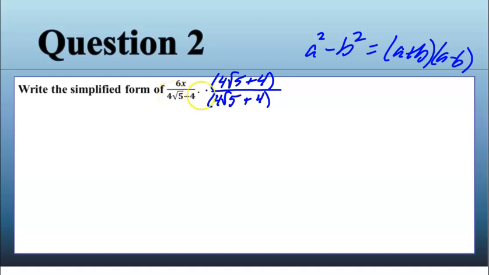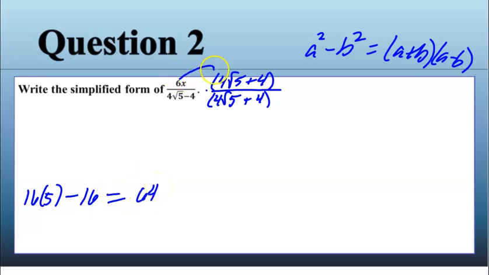So if I take 4 times 4, I'm left with 16. Square root of 5 times square root of 5 is 5. And then I have minus 4 times 4 is 16. And when I simplify this, 16 times 5 is 80. 80 minus 16 is 64.